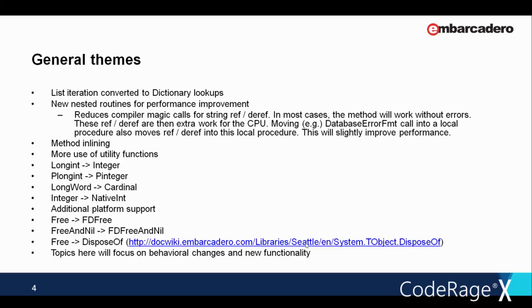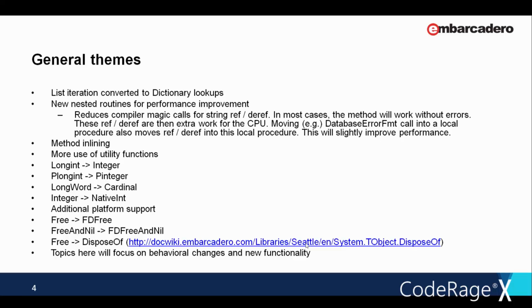Something I learned new was that nested routines can be used for performance improvement in the code because it reduces the compiler magic calls for string referencing and dereferencing. In most cases, the method that you're going to call is going to work without errors. So the string ref and deref are extra work for the CPU if those have to be allocated in the main routine that you call.